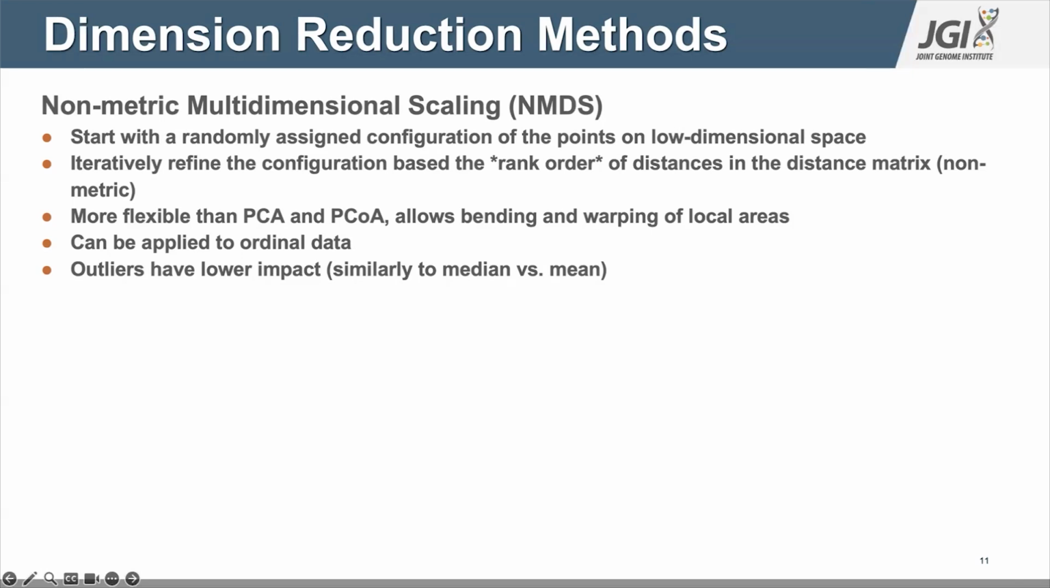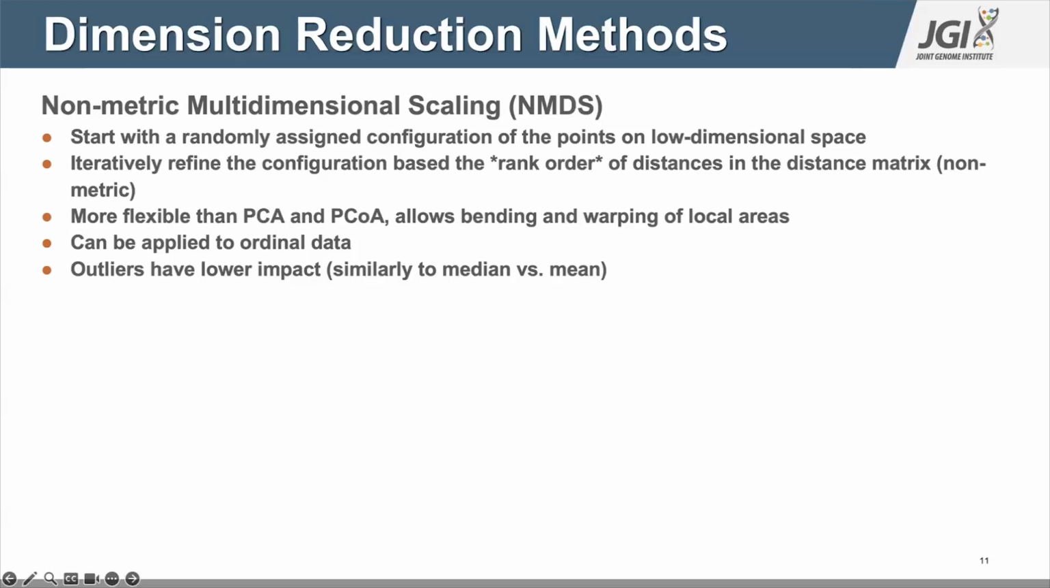That's also where the non-metric part of the name comes from, since you're not paying attention to the actual values of the distance metric. This looser constraint in comparison to pCoA, which is the classical or metric version of MDS, makes it a more flexible and nonlinear algorithm that allows bending and warping of local areas.